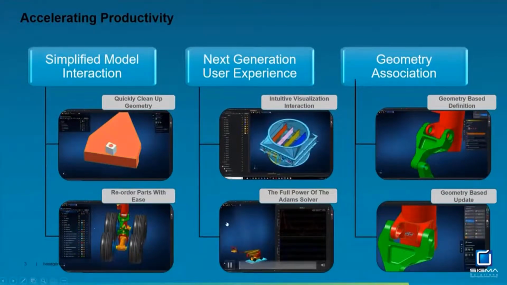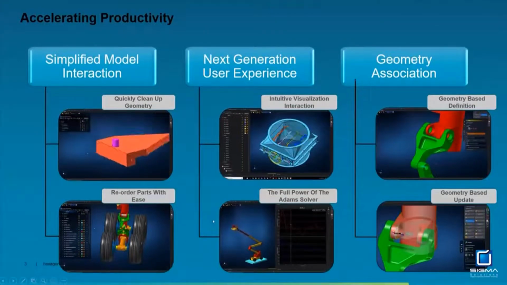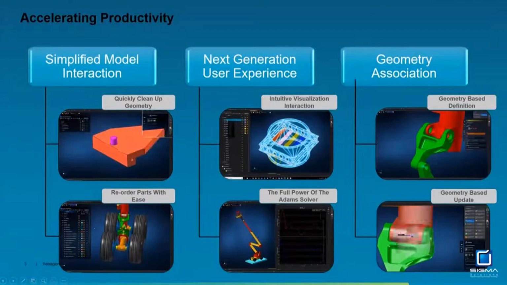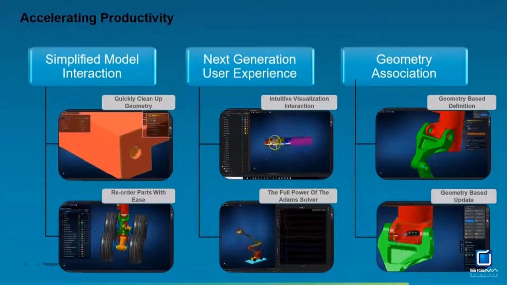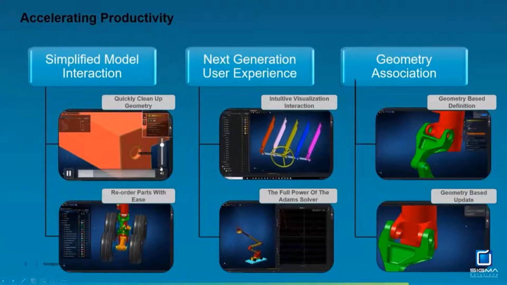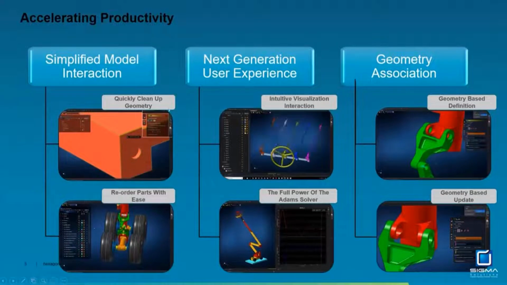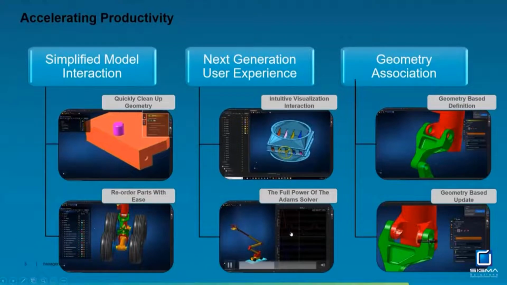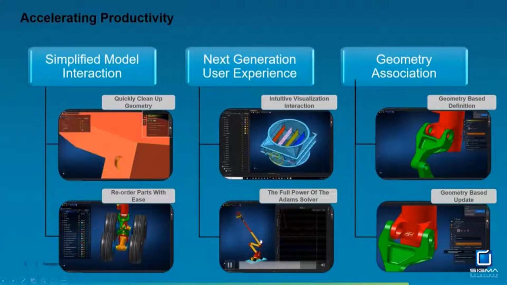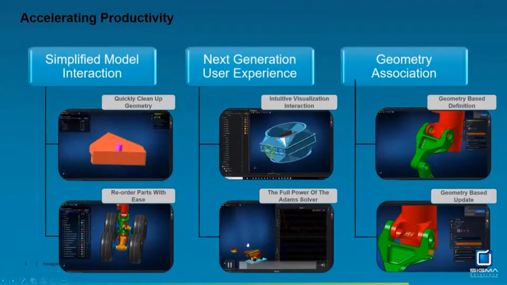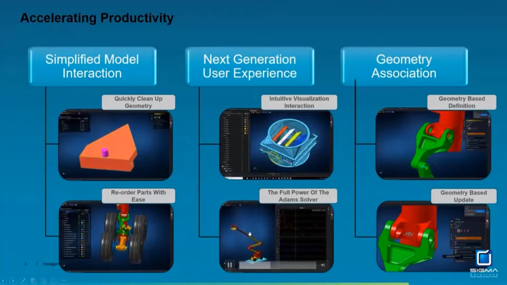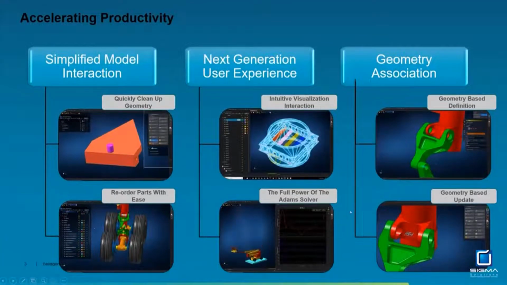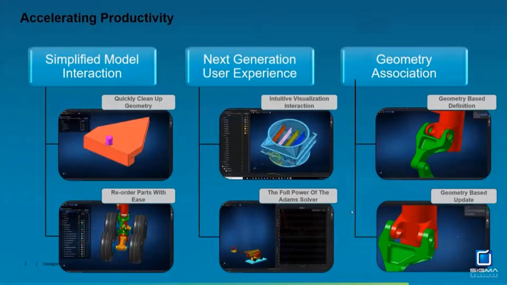So there are a lot of advantages. With improvements to leveraging geometry for construction, it helps in creating models, managing updates and visualizing results with very quick approaches. You see all this quick cleanup, reordering the parts, intuitive visualization, and again the solver is the Adams solver. We have not changed it. It's the same. Only the graphical user interface is Adams within Apex, and we call it Adams Modeler. So it has a lot of advantages.